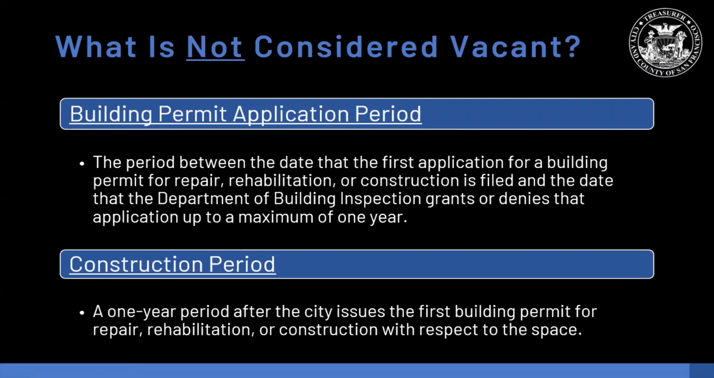Commercial space will not be considered vacant during the building permit application period. This is the period between the date that the first application of a building permit is filed and the date that the Department of Building Inspection grants or denies that application, up to a maximum of 1 year. Commercial space will also not be considered vacant during the construction period. This is a 1-year period after the city issues the first building permit for repair, rehabilitation, or construction.